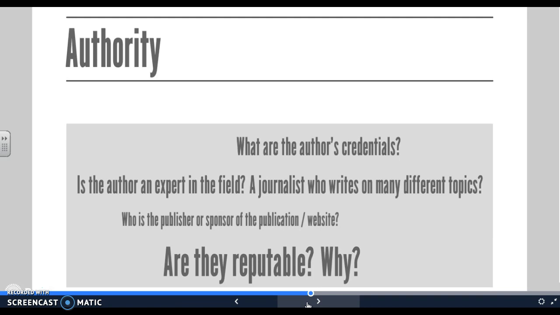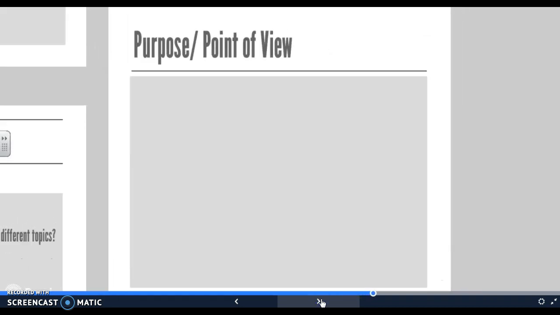Are they an expert in a particular field, or is this just a journalist who likes to write on many different topics? You need to think about who the publisher is or who sponsors the publication of the website, and is this group reputable? Does that mean, do people respect this group? Why or why not would they respect the group?